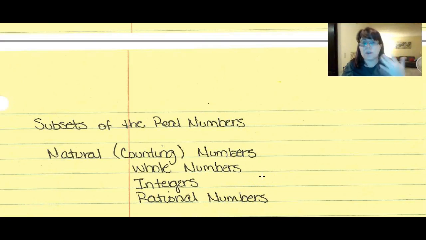1, 2, 3, 4, 5, and so on and so on. They are all the positive whole numbers, starting with 1. 1, 2, 3, 4, 5. Anything I can count are natural numbers.